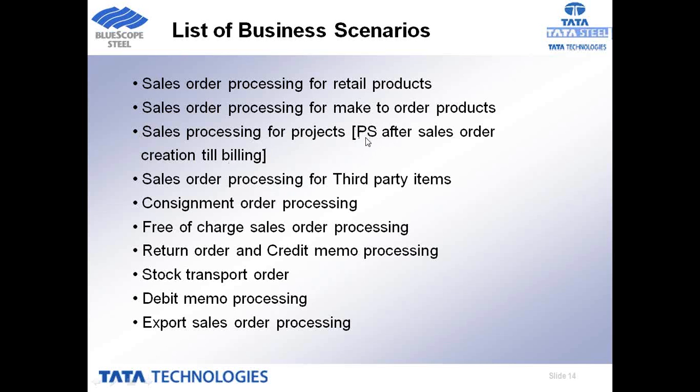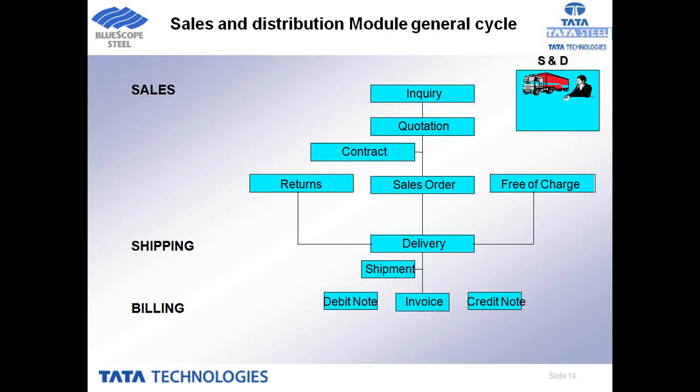So with third party items, with consignment. Conceptually, if you know the difference between a third party and a consignment, then you can explain the SAP flow. Otherwise you cannot. Stock transport order, export sales. These multiple scenarios, when we go to an implementation, they would be expecting from us how this is going to happen, and how the sales and distribution module or general cycle happens. You can see inquiry, quotation, contract.